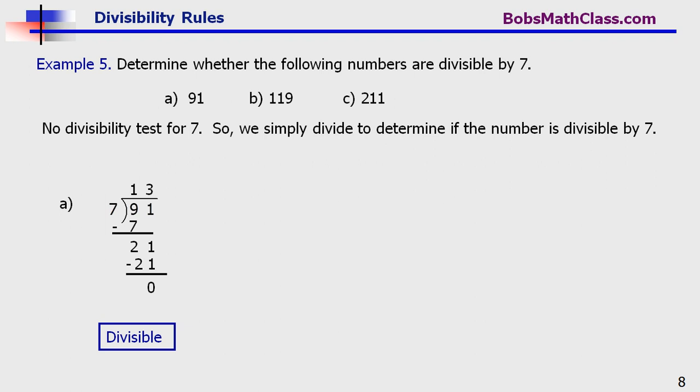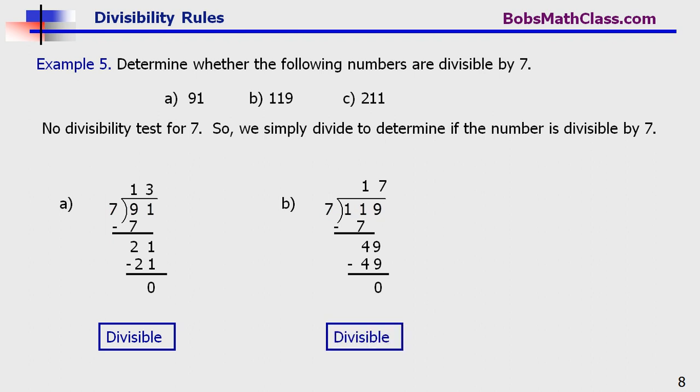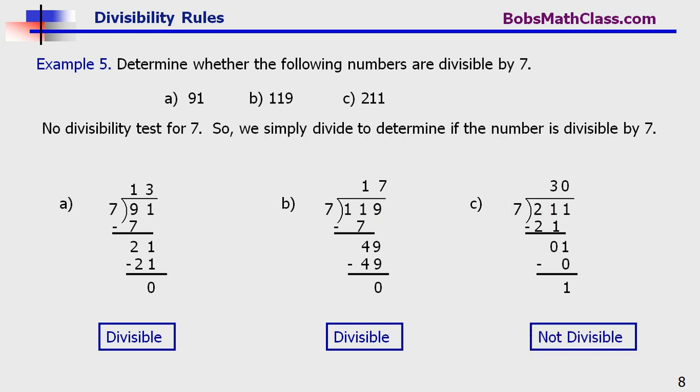Next is 119. So we're going to divide 7 into 119. I got 17, no remainder, so the answer is it is divisible. Last one. 7 into 211. Oh, I got a remainder of 1 this time. So my answer therefore is not divisible.